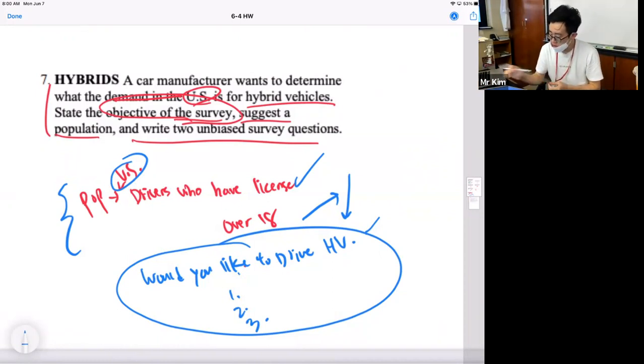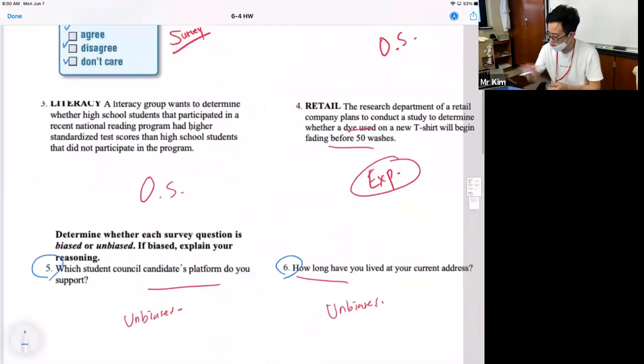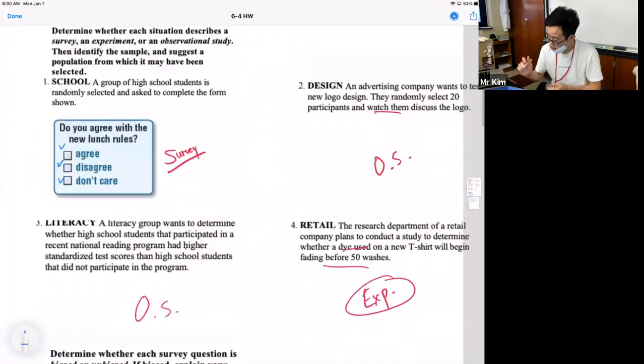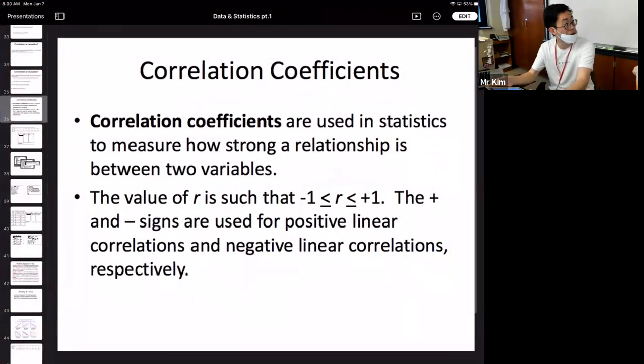All right, so number 7, these are the homework questions. Really, number 5 and 6 were just a fluke. Let's go to today's lesson that I wanted to talk to you about. And again, I know that quite recently we kind of ended the lesson early. I don't think it will take the entire time to talk about correlation coefficients for the next 40 minutes or so.